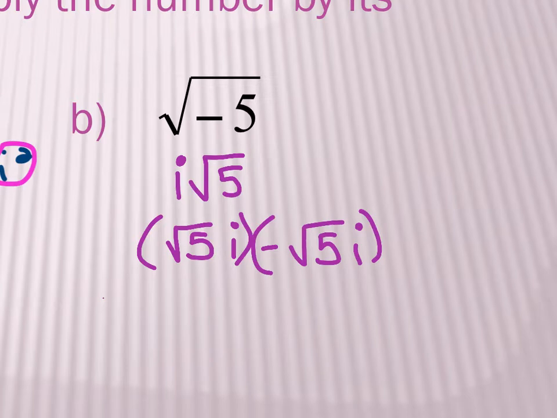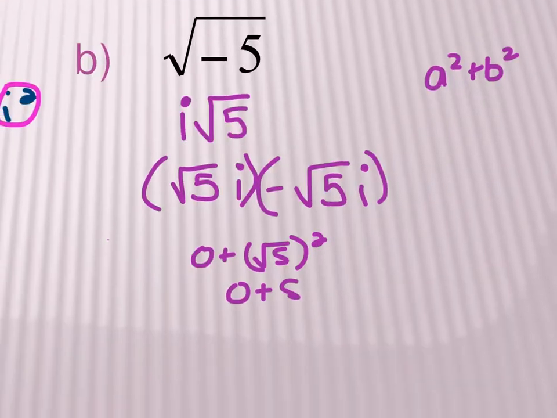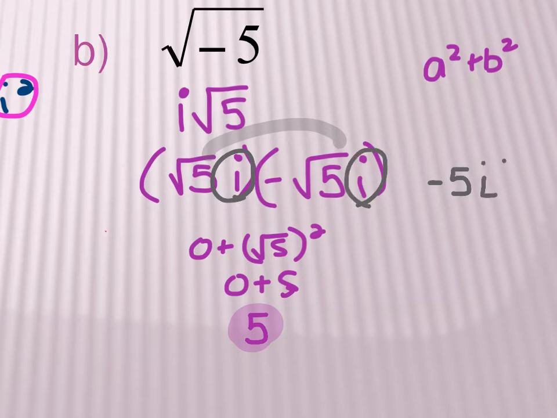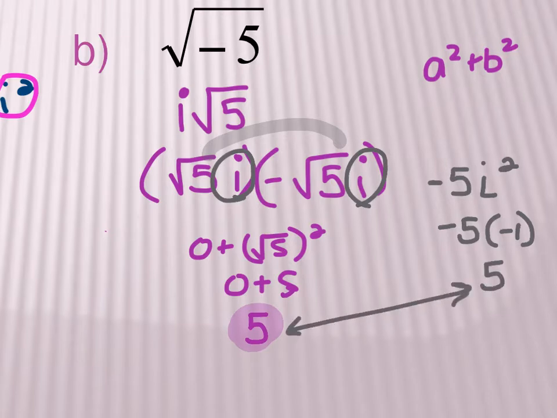So this time, if I did a squared plus b squared, that a is 0, so I'd get 0 squared, plus the b is the square root of 5. Square root of 5 squared is 5, and this would be just 5. If you multiplied it all the way out, I'd get root 5 times root 5, which is 5. One's positive, one's negative, so it wouldn't be negative. And then I'd have i times i, which is i squared. i squared becomes negative 1, and negative 5 times negative 1 is positive 5. So either way, you get the same answer, and you can use both and check.